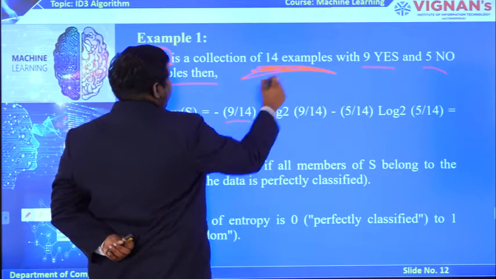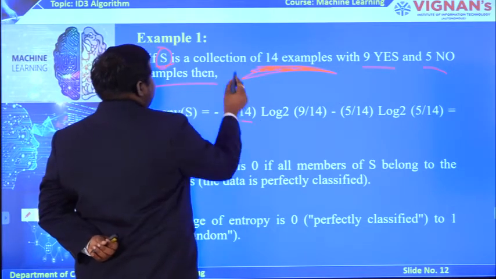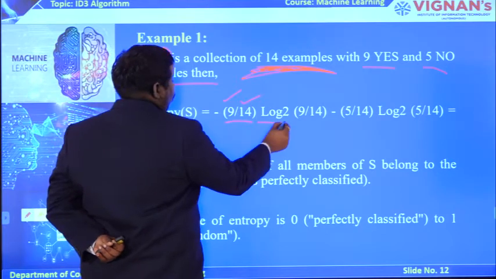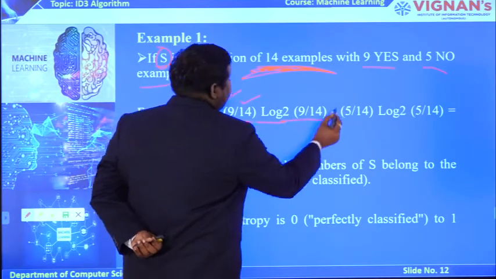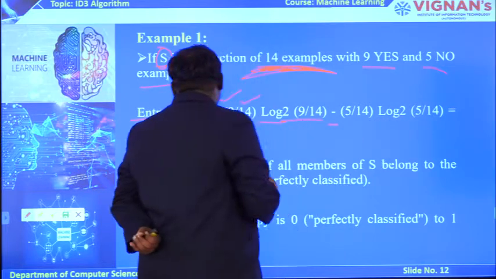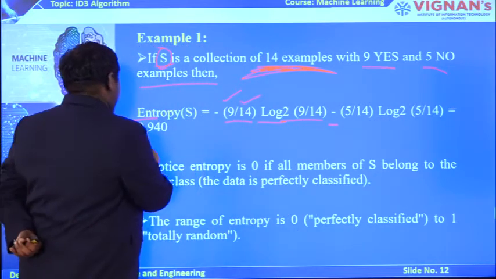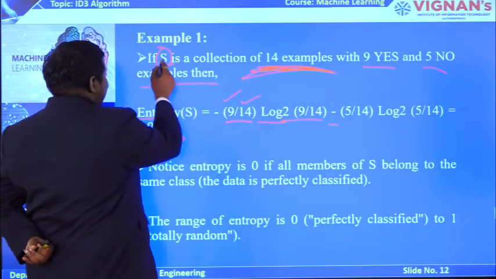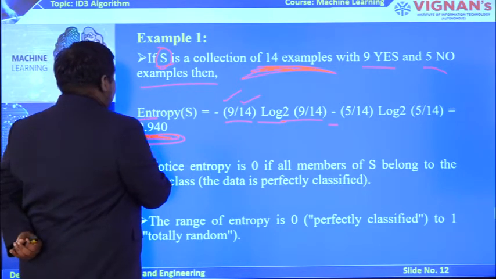So yes, how many are there? We have 9. Total number of instances are 14. 9 by 14 into log 2 of 9 by 14, minus we are going to calculate no's, 5 by 14 into log 2 of 5 by 14. That will give you the value of 0.940. So for this set S, what is the entropy value?